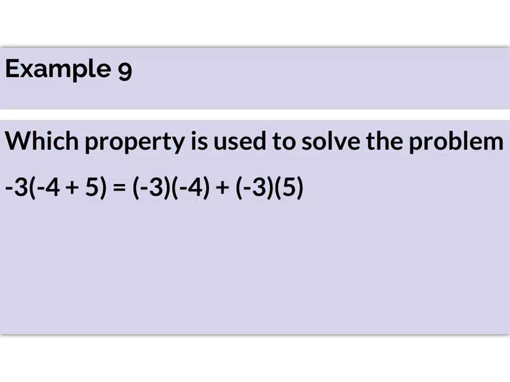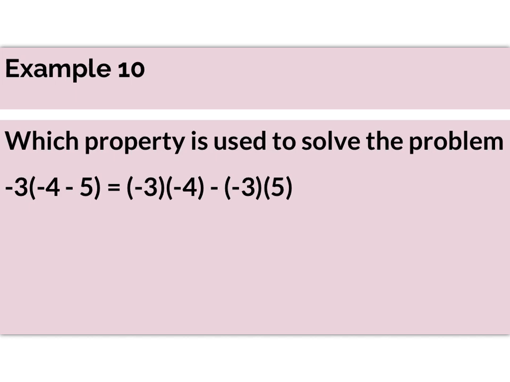Okay, which property is used to solve this problem? Let's look at what happened. The 3 is multiplying to the 4, and then 3 is multiplying to the 5. So this looks like the distributive property over addition. And distribute means to pass out to everything. So if you're hanging out with your friends and you have something and you pass something out to all of them, it's called distributing.